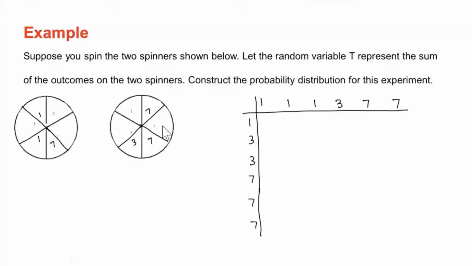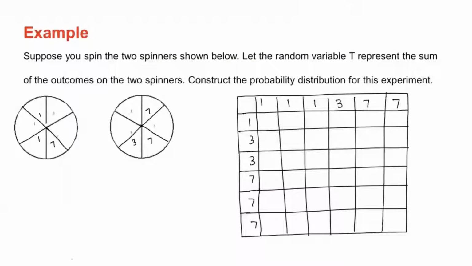Now, what we are looking for is, when we spin these spinners, the sum on the two spinners. So let's find the sum. If we get 1 on the first and 1 on the second, that will be 2. 1 on the first and 1 on the second, 2. 1 on the first, 1 on the second, 2. So 2, 2. 1 on the first, 3 on the second, that will be 4.